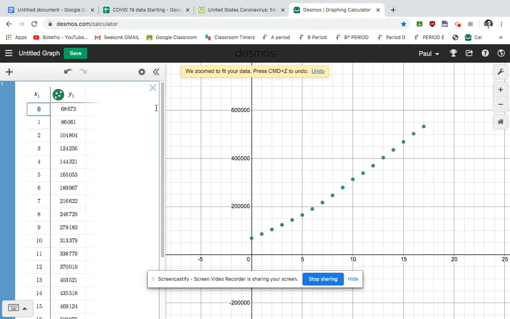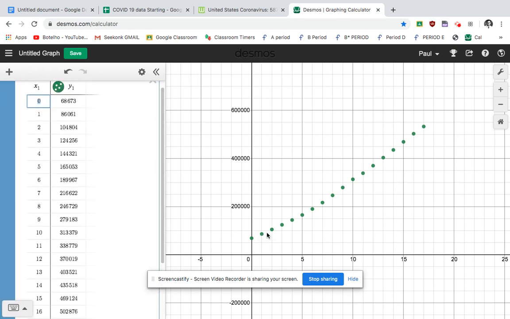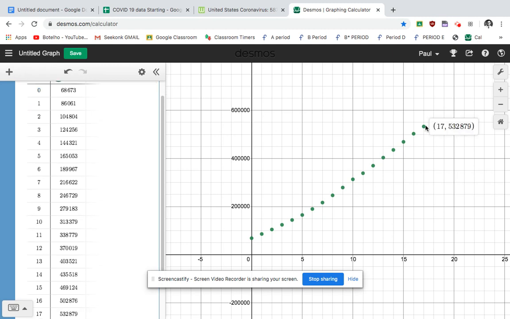And it kind of does it nicely automatically for you, all the 18 scatter plot points on your graph. And it's really nice because it automatically changes your X and Y axis to match your data. So you can see here, right at this point, at day 17, since March 25th, we're at 532,879 total cases of COVID-19.